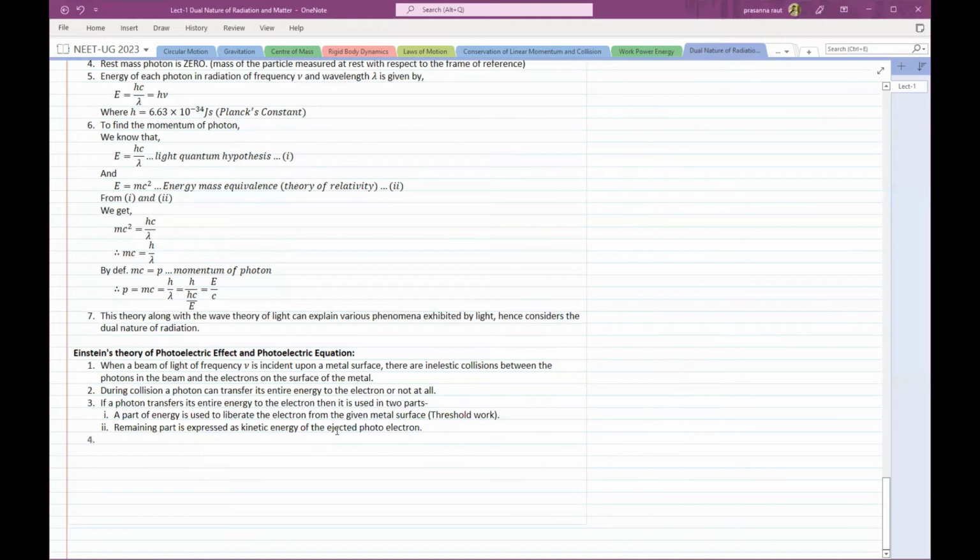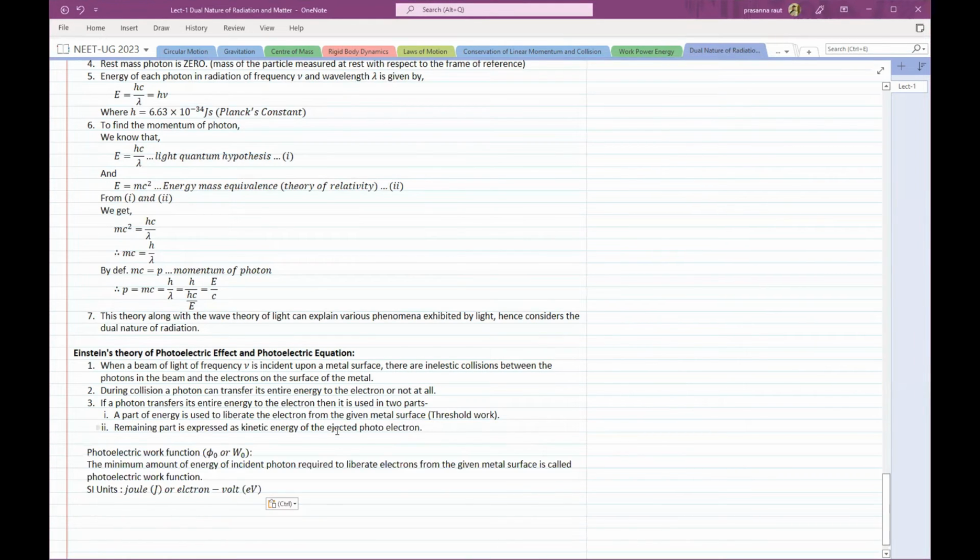Okay. Einstein also added one thing. He defined something called photoelectric work function in his work. Photoelectric work function generally denoted by phi naught. मैं phi naught से denote करता हूँ, कुछ लोग W naught से denote करते हैं, different in different books. The minimum amount of energy of incident photon required to liberate electrons from the given metal surface is called photoelectric work function. यानी कम से कम कितना energy होना चाहिए so that electron बाहर आ जाए. उससे कम energy से वो बाहर नहीं आएगा. And this is called photoelectric work function. इसका ऐसा unit है, energy का unit joule और electron volt.